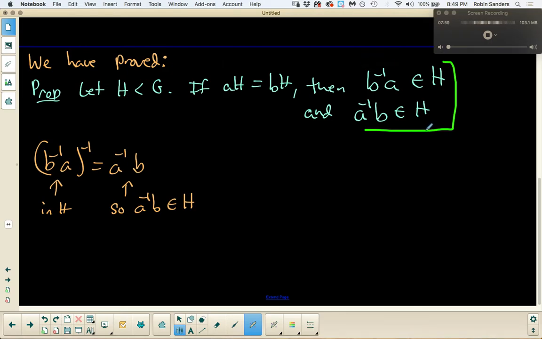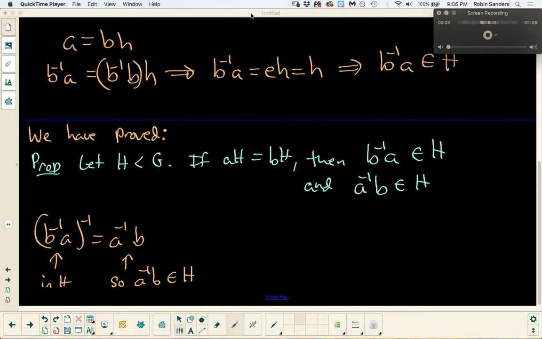It is important to notice that the inverse is always on the first of the two elements. Well, that tells us that if we know two left cosets are equal, then we know something about the product of one of them's inverse times the other one. That weird product is going to be in H.